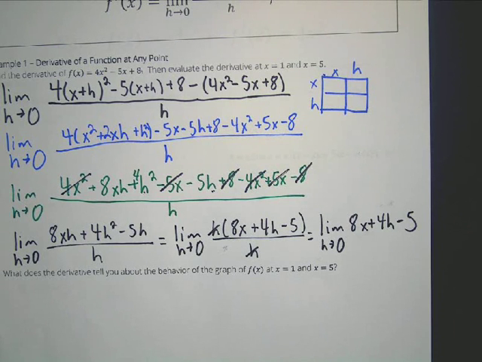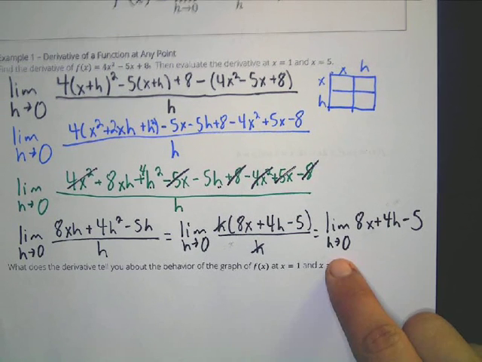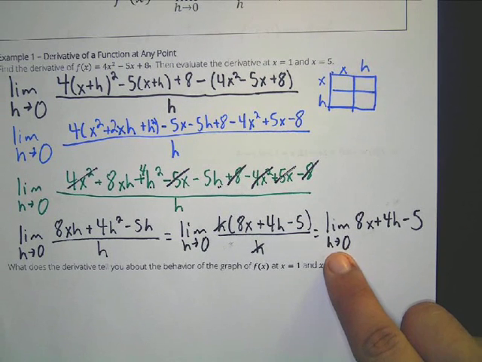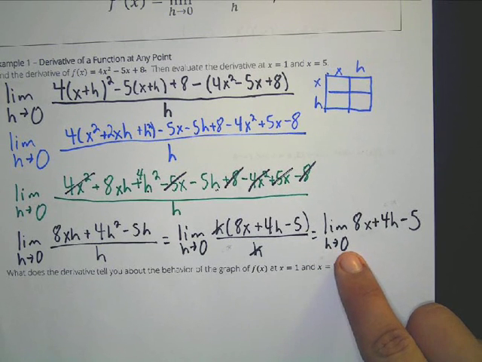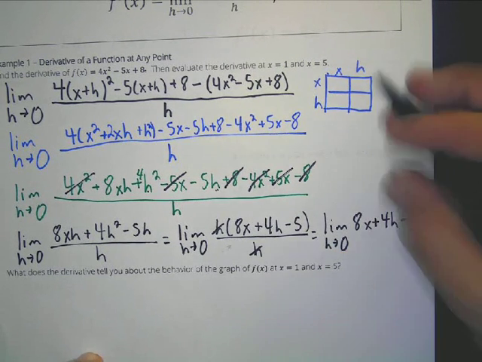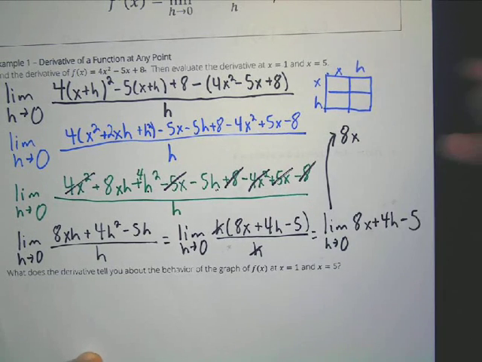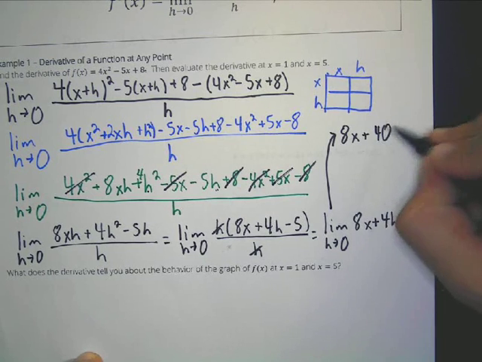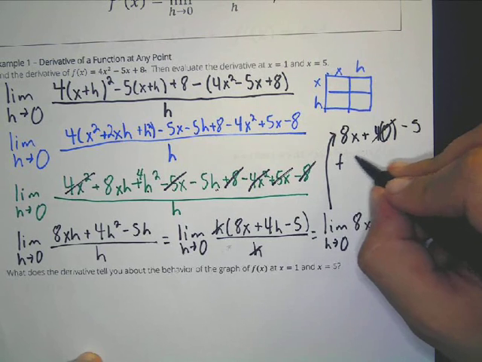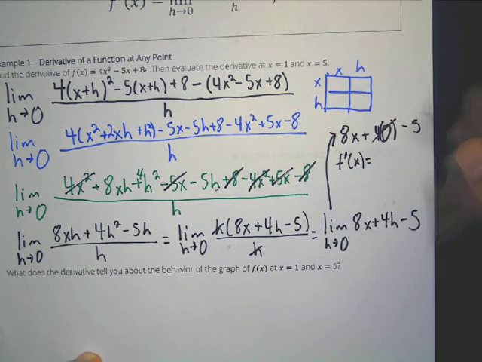And of course, now we evaluate the limit. And how can we evaluate the limit? What do we do? Yeah, whatever h is going to, or whatever this variable is going to, we plug that in now. So h is going to 0, so we just plug that in. So that will be 8x plus 4 times 0 minus 5, that's going to go away. And so the derivative, f prime of x, is going to be 8x minus 5.